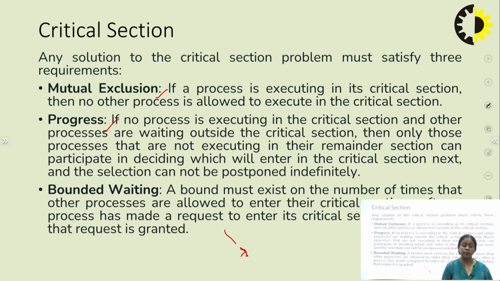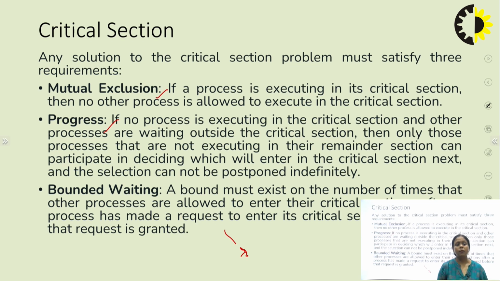So there should not be a starvation state, because each and every process should get its chance to come into the critical section. Again, I am repeating these three necessary conditions for the critical section. First one is mutual exclusion, where only one process can enter the critical section. No other process can enter if there is one process in the critical section; another process has to wait outside. Progress means processes that are not interested in the critical section will not block or stop a particular process from entering it.